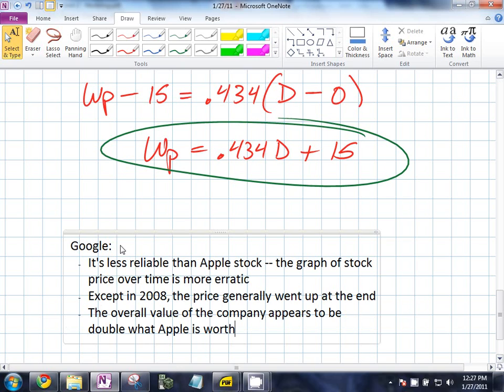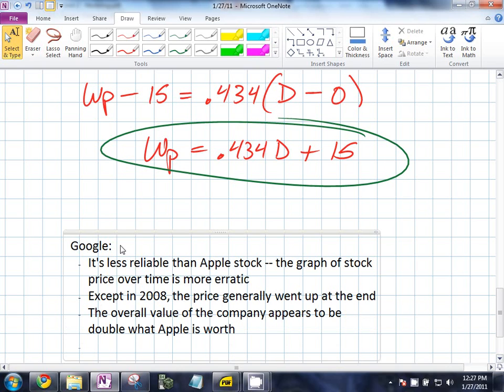I know you have something. There's something out there. Yeah, Claire, go ahead. I feel like the prices or the amount of stocks went up and down a lot more, and Apple was a little bit more steady. So it's less reliable than Apple. Okay. Yeah, Apple is more steady.